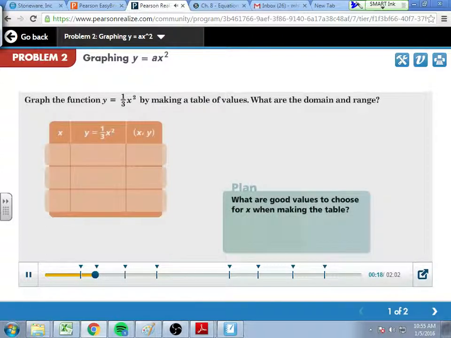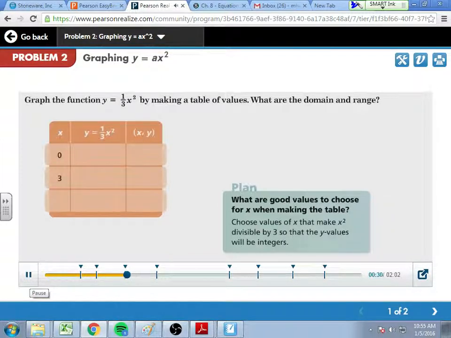What are good values to choose for x when making the table? Choose values of x that make x squared divisible by 3, so that the y values will be integers. Hint on your paper, but why do you think I started at 0 and only went positive? Because every parabola is reflected across this axis of symmetry, so I can just reflect those points on the other side of the axis.